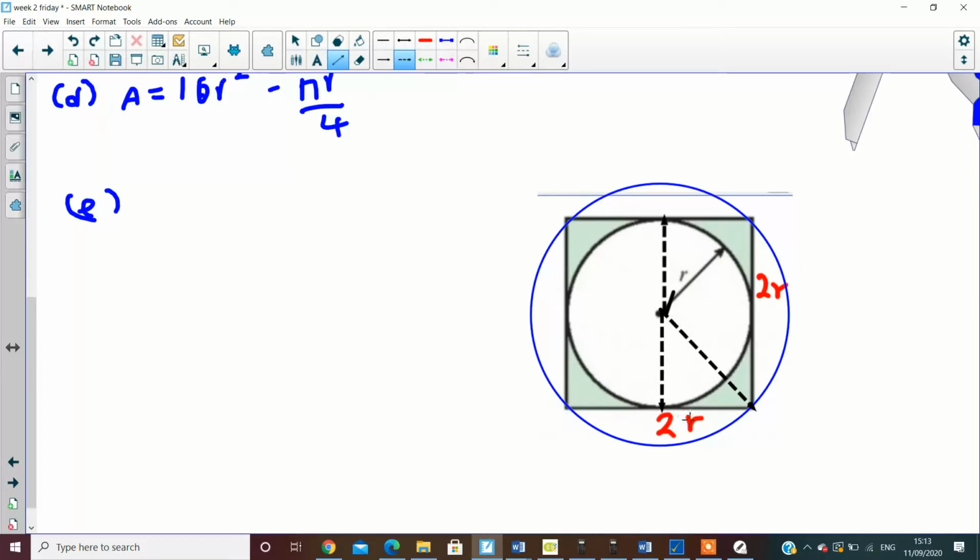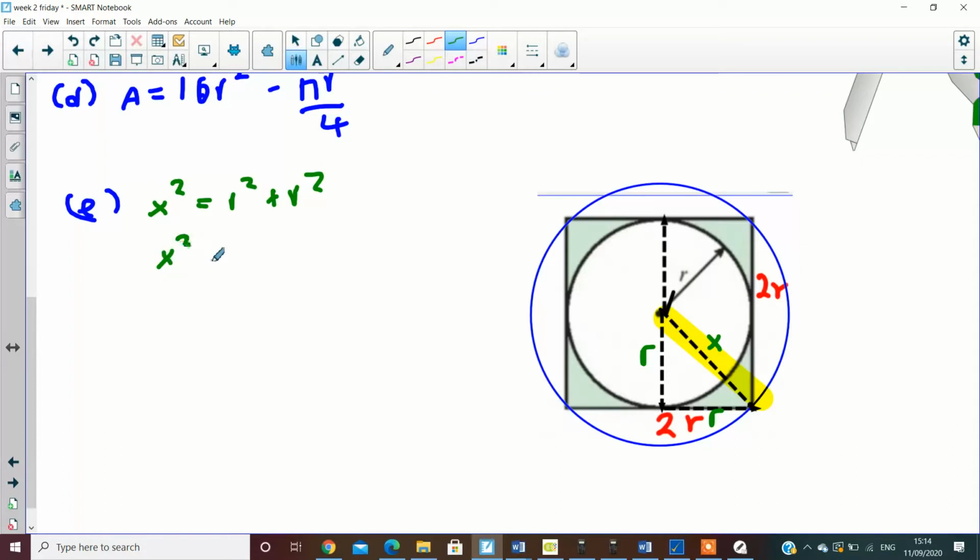Come on. It involves Pythagoras' theorem. How'd you do it? This is R, that's R, and what you're looking for is the hypotenuse. So we'll call the hypotenuse X. So X squared equals R squared plus R squared. X equals the square root of the other side, root 2 R. Any questions?